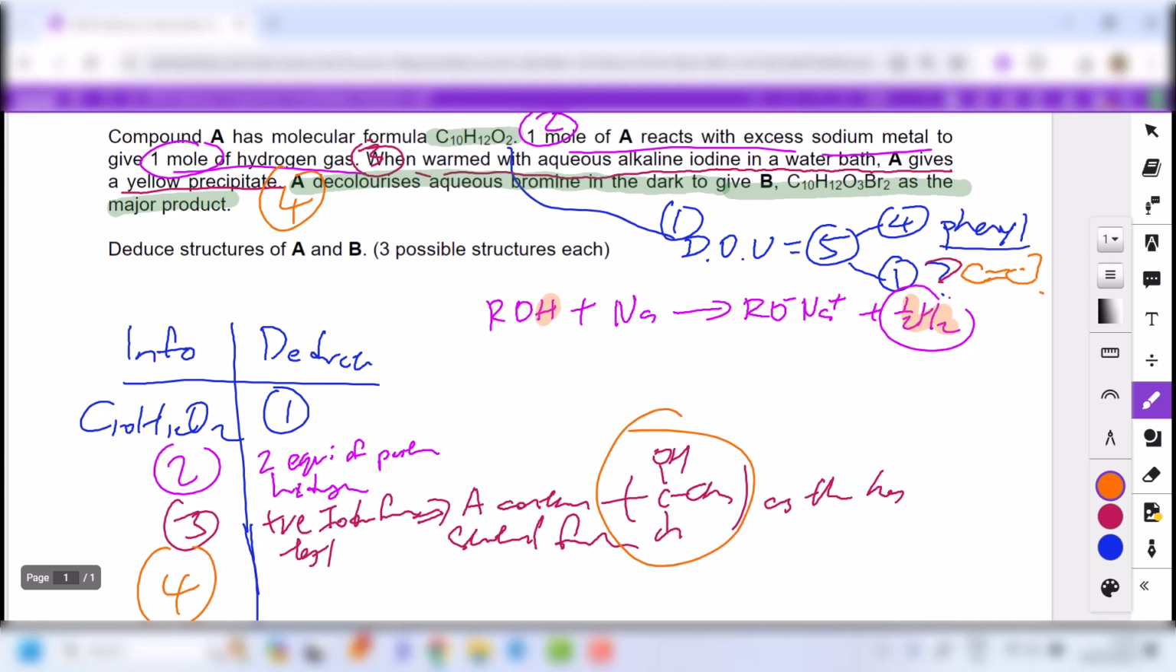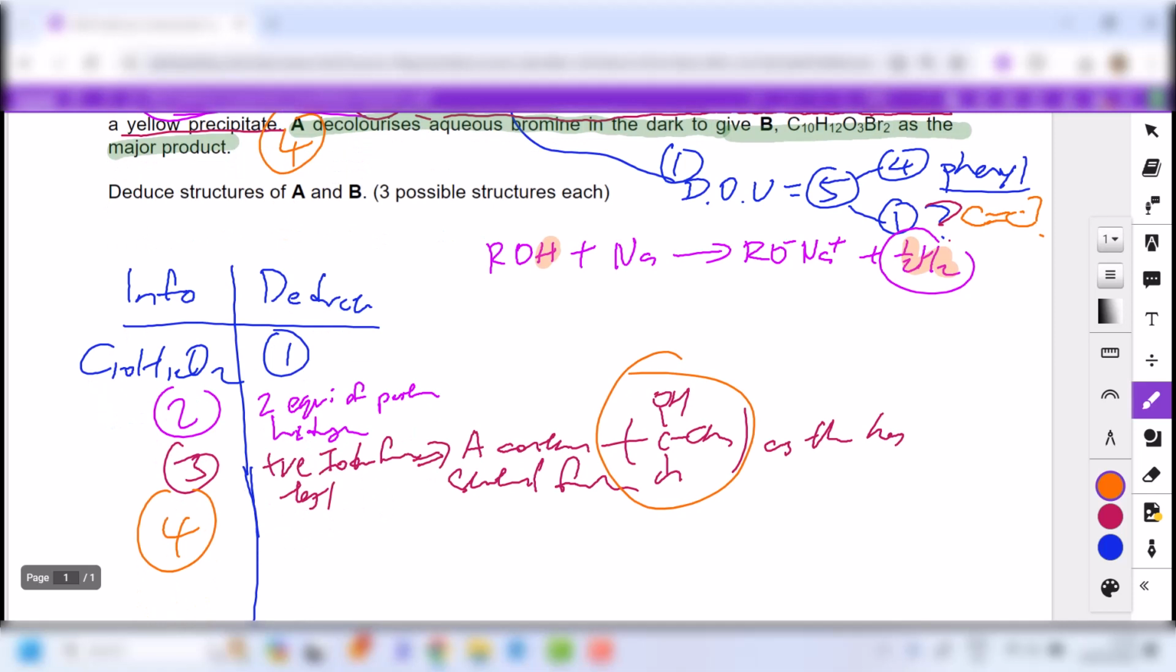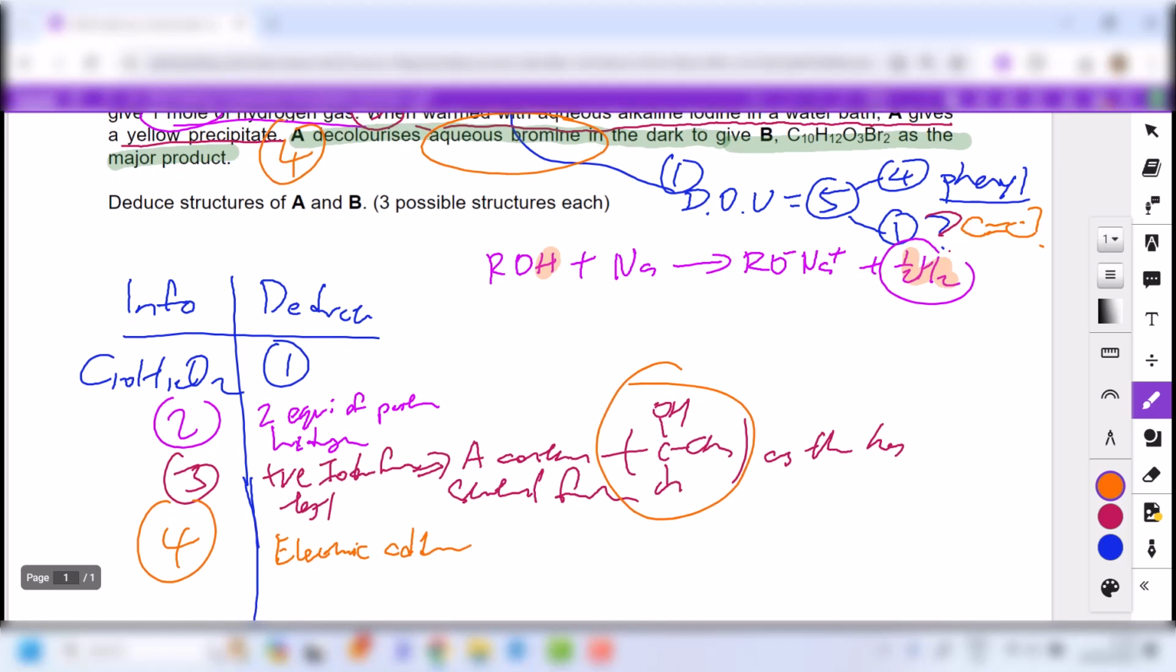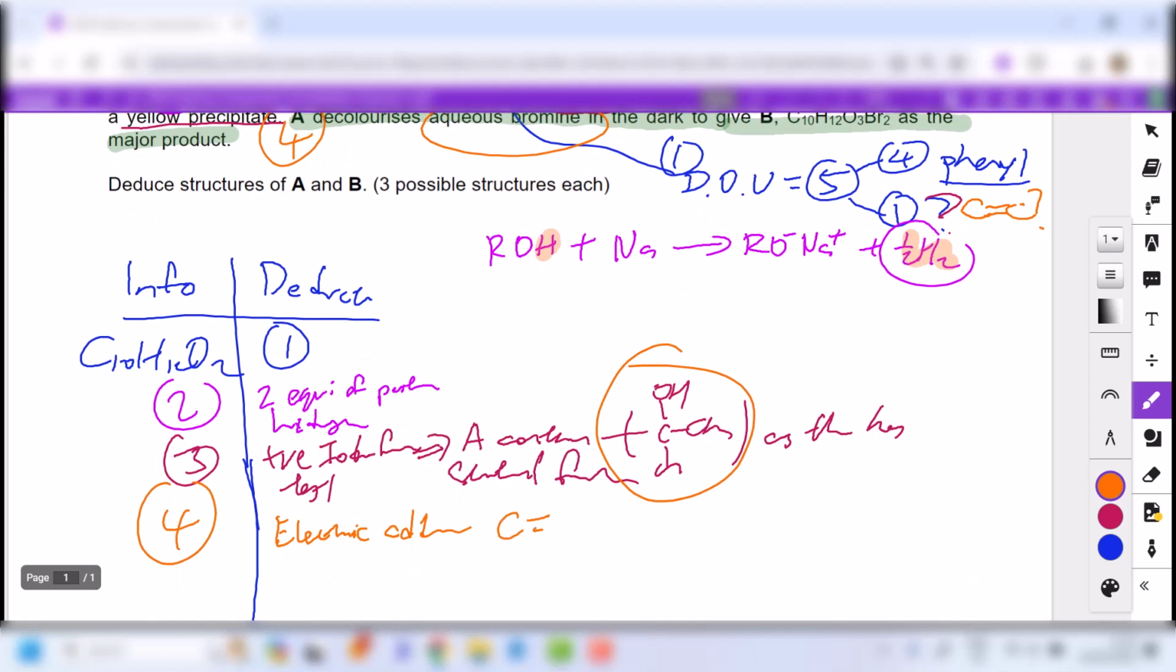So if I have a CC double bond, then over here I expect electrophilic addition to occur, because I'm looking at aqueous bromine. So if electrophilic addition were to occur, I'm going to get something like this, to something like this, to an OH and a Br.